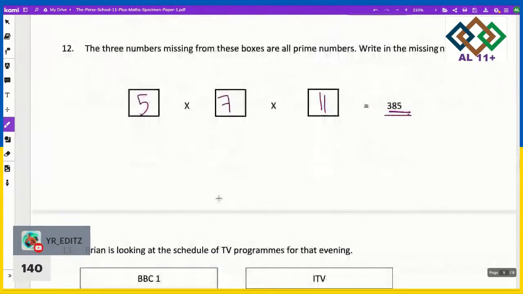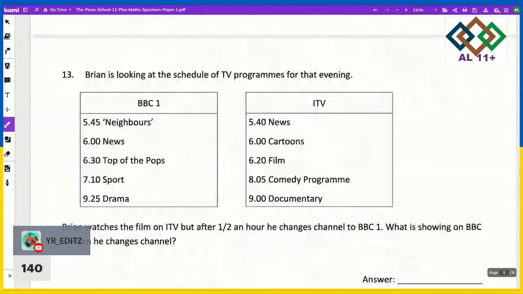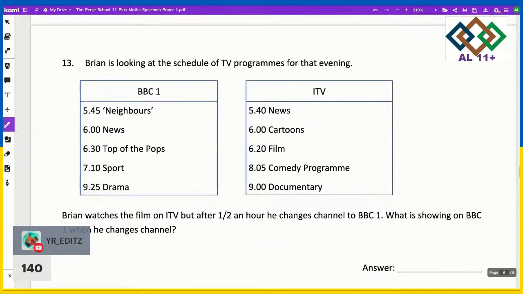So now we are on the next one, number 13. Number 13, they are saying that Bryn is looking for a TV program for the evening. They have given the program for BBC and ITV. They said that Bryn watches the film on ITV, but after half an hour, he changes channel to BBC. What is showing on BBC One when he changed channel? So you have to find out what would be playing in BBC when he changed the channel.